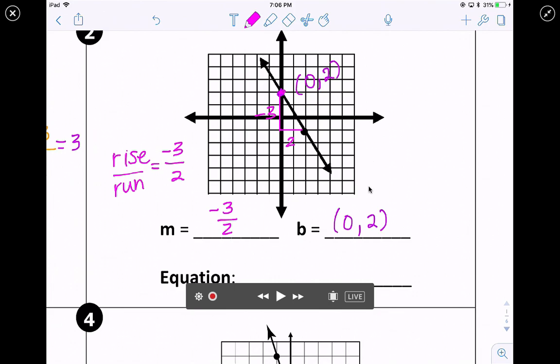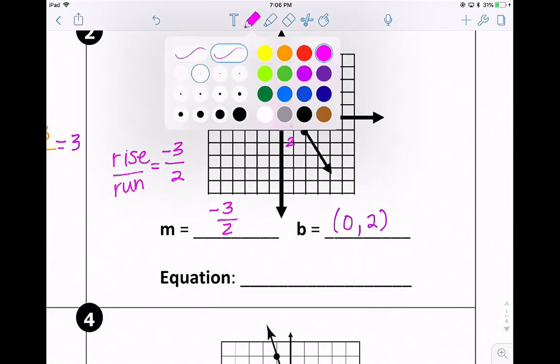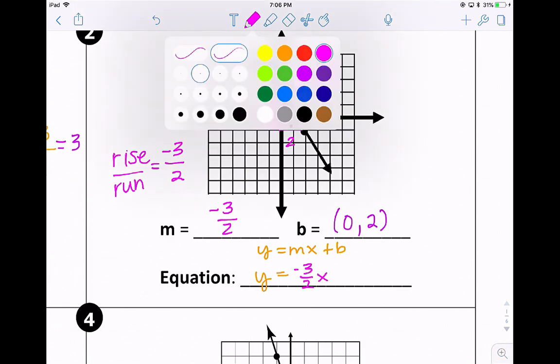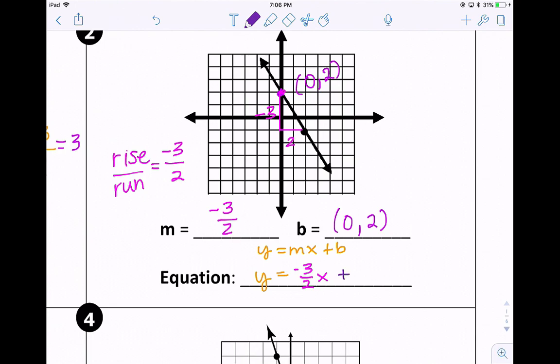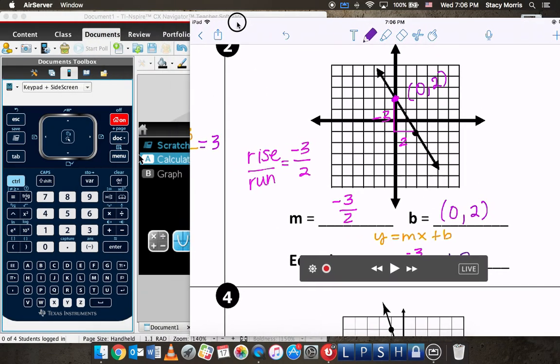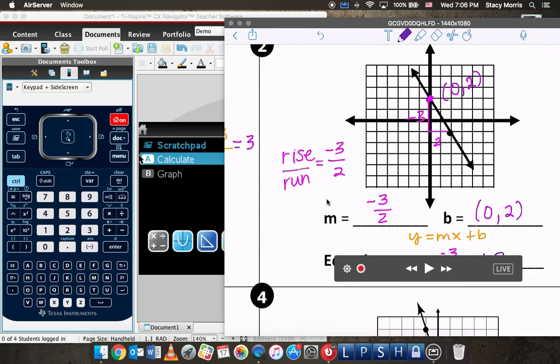Okay. All right, so as I'm writing it as an equation, again, it's in y equals mx plus b form. It's going to be y equals, my m was -3/2, so -3/2 x plus b. This time my b is positive, so I'm just going to put +2. Again, if my b was negative, I could just put minus. All right, so I'll show you really quickly how you could check this in your calculator. So if I have my calculator open over here, scroll up.